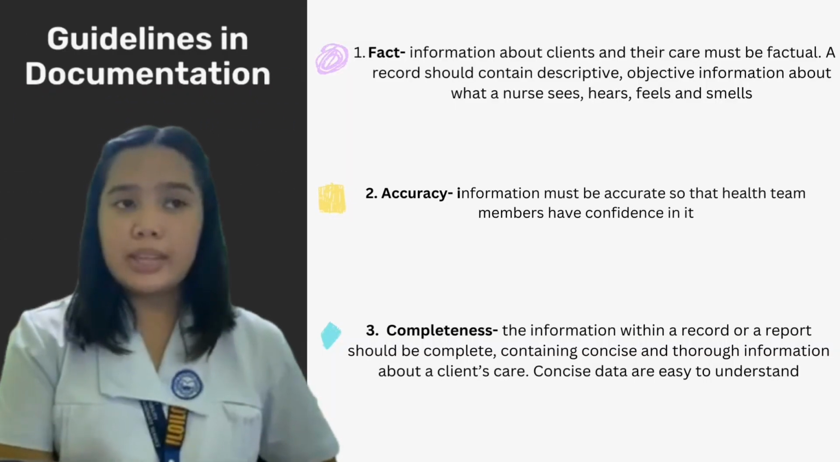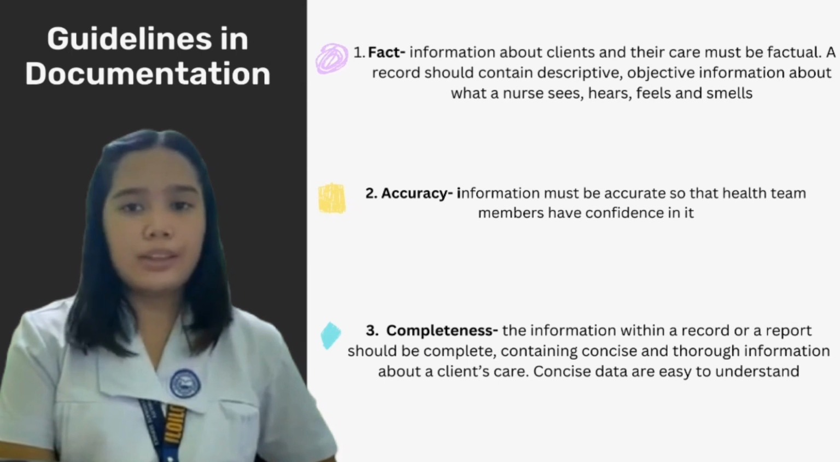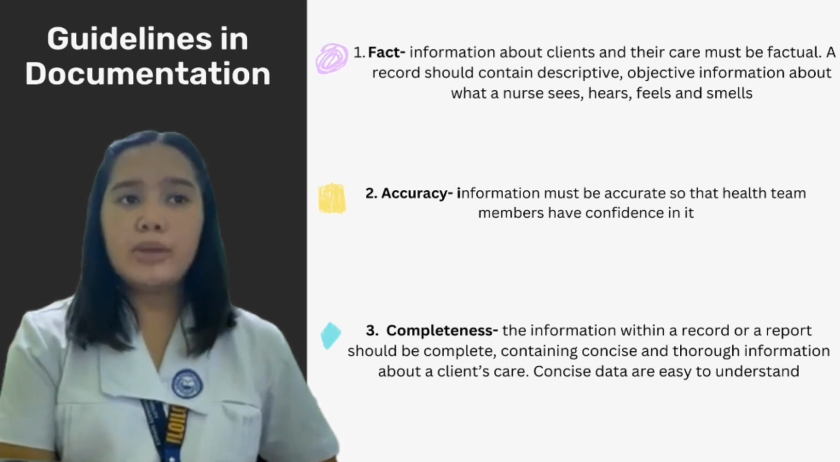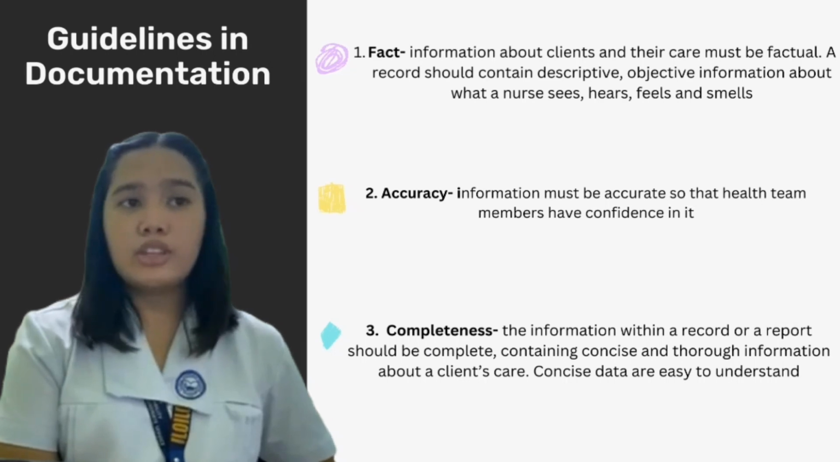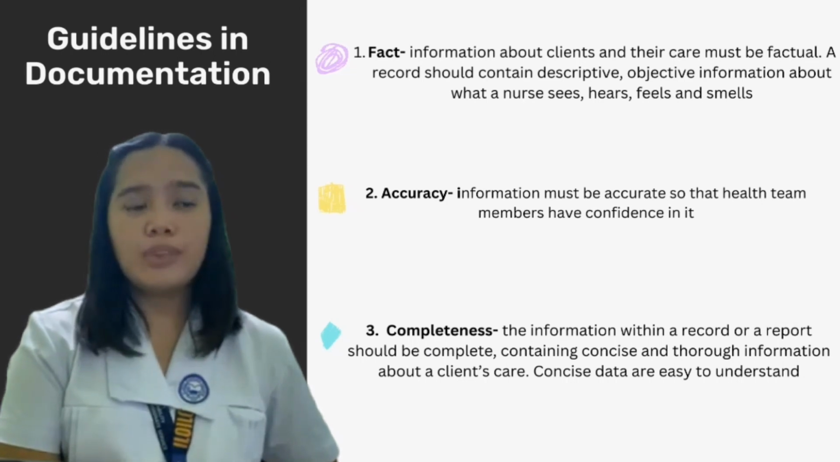Guidelines for good documentation and reporting. Number 1. Fact. Information about clients and their care must be factual. A record should contain descriptive, objective information about what a nurse sees, hears, feels, and smells. Number 2. Accuracy. Information must be accurate so that the health team members have confidence in it.